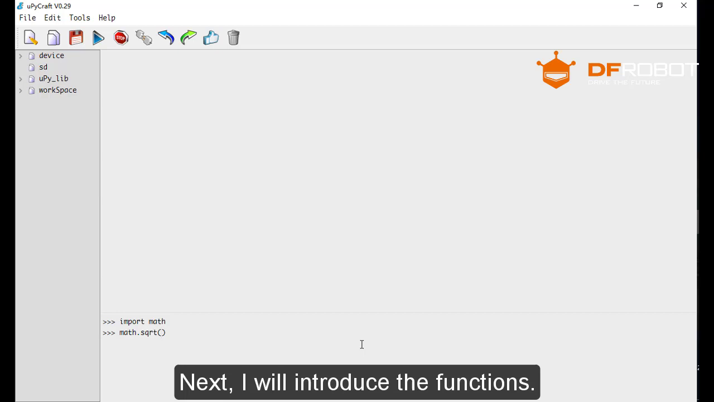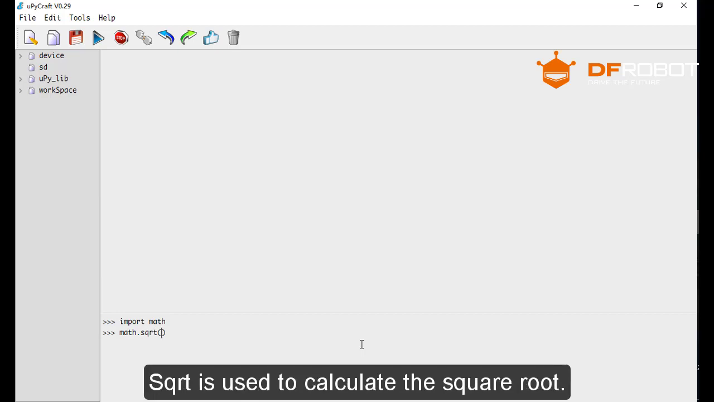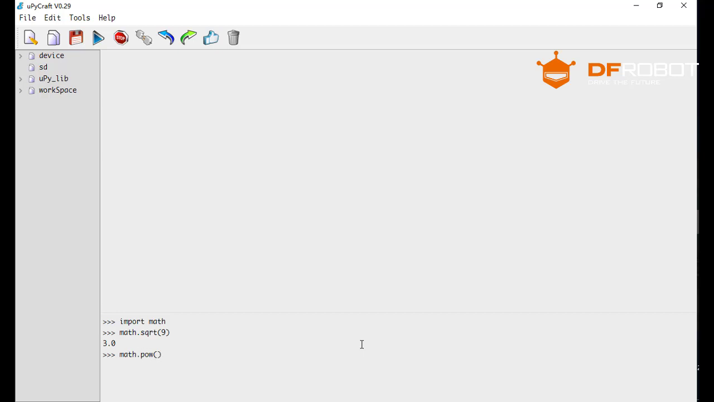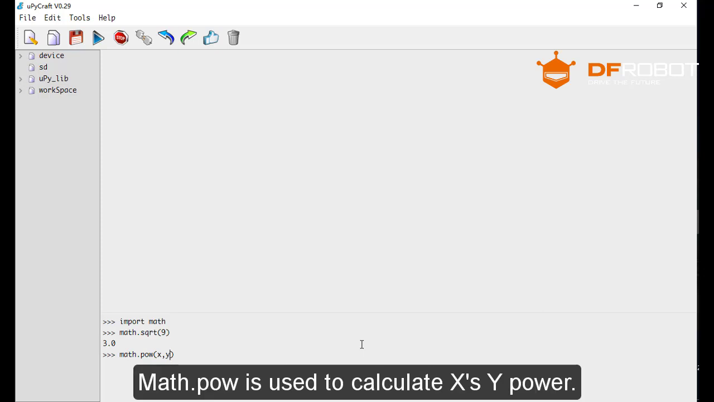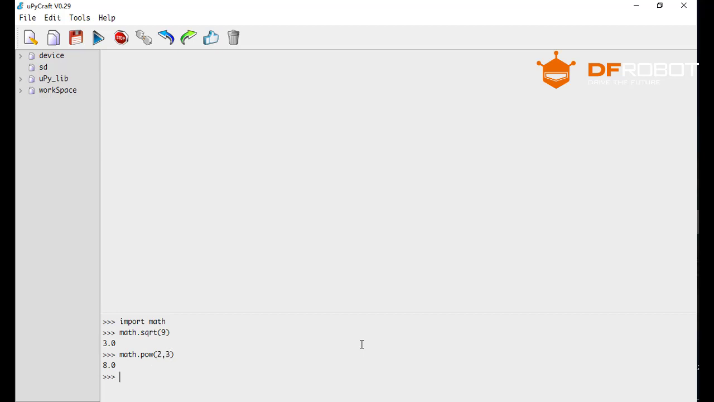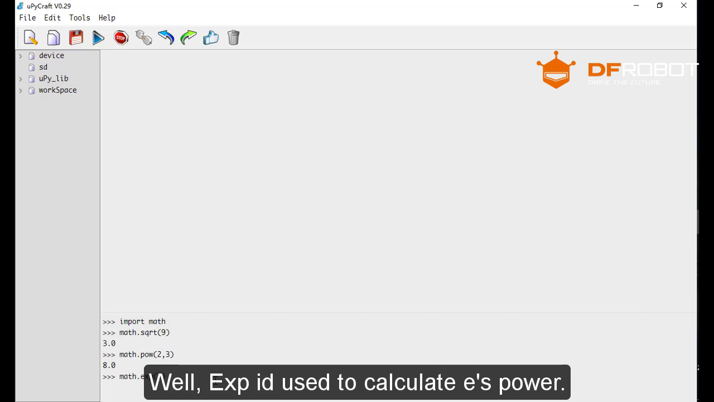sqrt is used to calculate the square root. Try calculating the square root of 9. The result is 3. pow(x, y) is used to calculate x to the power y. Try calculating the third power of 2. The result is 8.